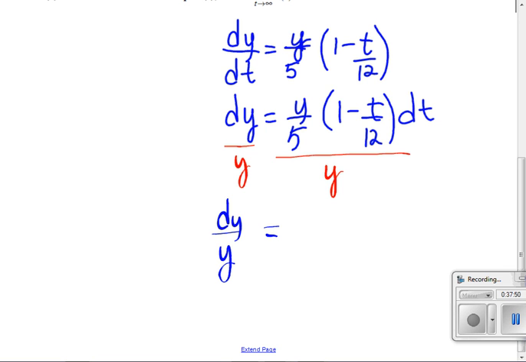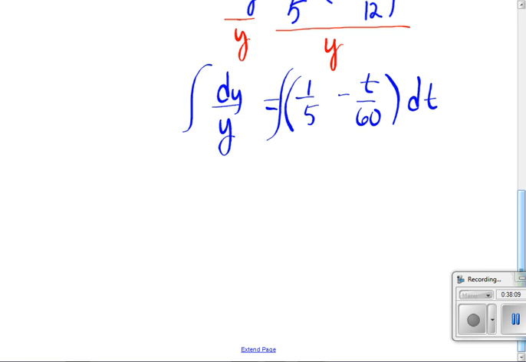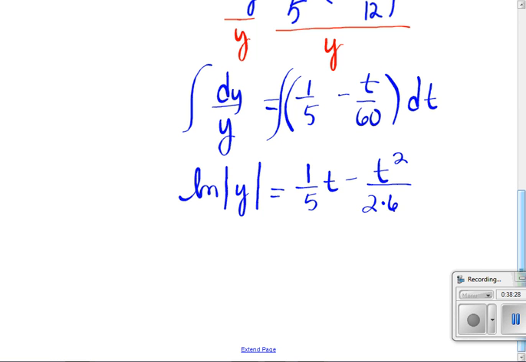Would you like to distribute that? It's 1/5 minus t over 60. I think that's the easiest way to do it. dt. And then you integrate. So what's the left side? dy over y is the log of, and what has to happen here? Absolute value of y. I saw a lot of students without that absolute value. So it's equal to 1/5 of t minus t squared over 2 times 60.